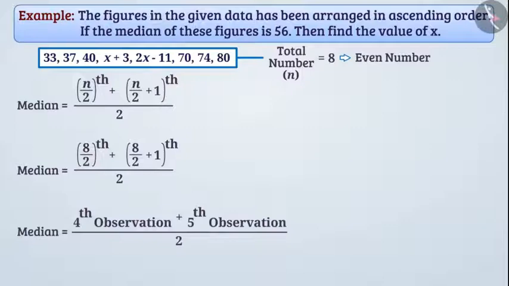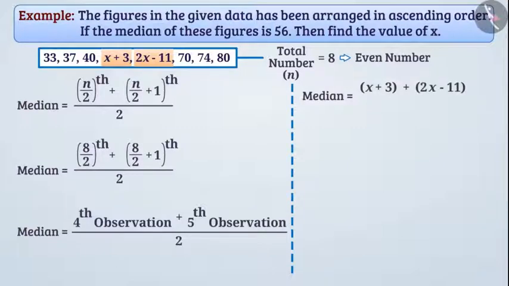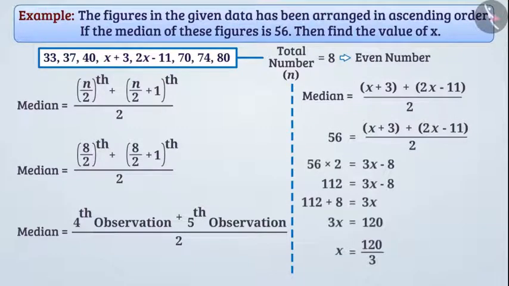Here, the 4th observation is x plus 3 and the 5th is 2x minus 11. Therefore, median is equal to x plus 3 plus twice x minus 11 divided by 2. From the question, it is known that median is 56. Therefore, we can write this and simplify this, and we get a value of x as 40.